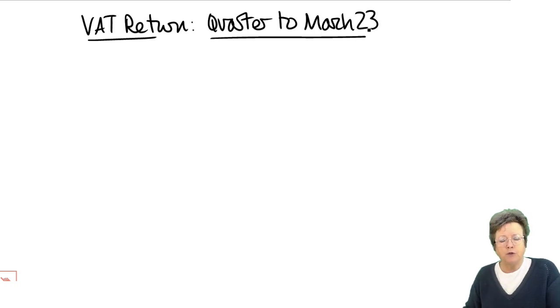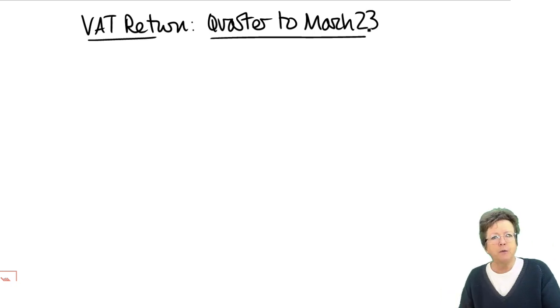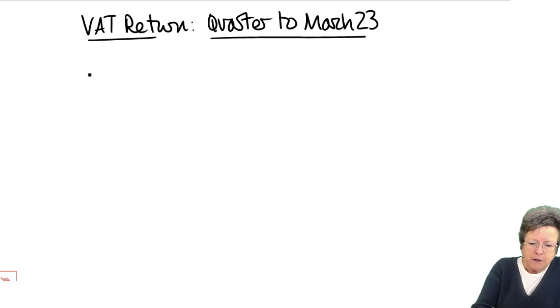You should know by now, I've told you many times in all the chapters that we've dealt with, that the marker of your exam paper has a model answer in front of them. Make sure your answer looks like the one in the model answer. So let's do the output VAT first.